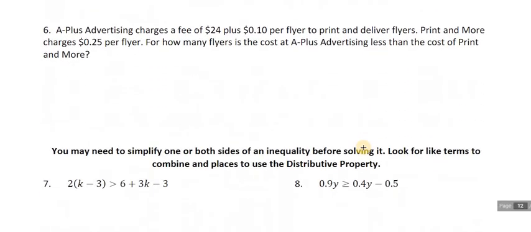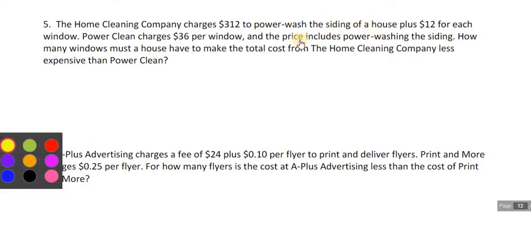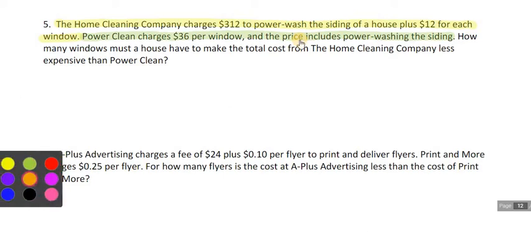All right, we've got a couple word problems here. Number 5 says the home cleaning company charges $312 to power wash the siding of a house, plus $12 for each window. Power Clean charges $36 per window, and the price includes power washing the siding. We've got two different situations. Let's kind of highlight. How many windows must a house have to make the total cost for the home cleaning company less expensive than Power Clean? So we've got our two different scenarios here.